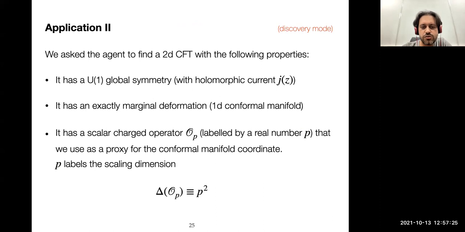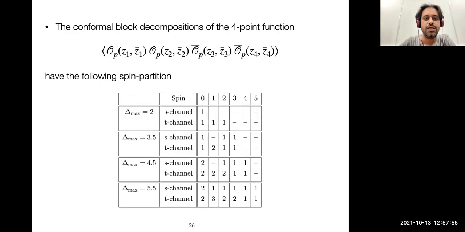We could have also used spinning operators, but we use the scalar charged operator that we labeled by some linear number P. This P is just the square root of delta of this operator, and we're using the scaling dimension of this operator as a proxy for the conformal manifold coordinate. Since we have an exactly marginal operator, the scaling dimension depends on the exactly marginal coupling, and we can use it to fix the point on the conformal manifold. We also wrote down this 4-point function, O bar, O bar.